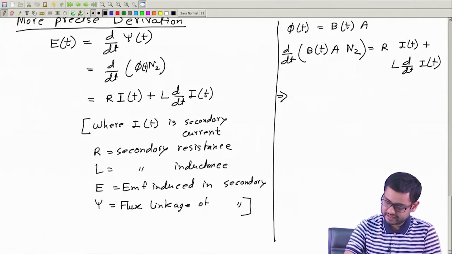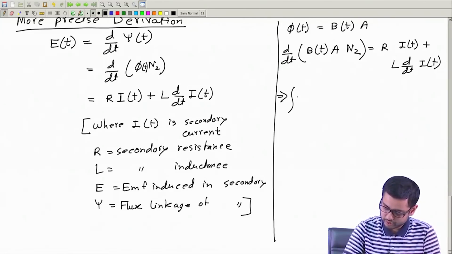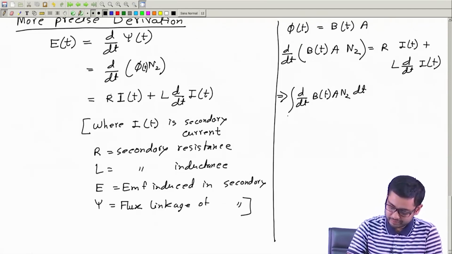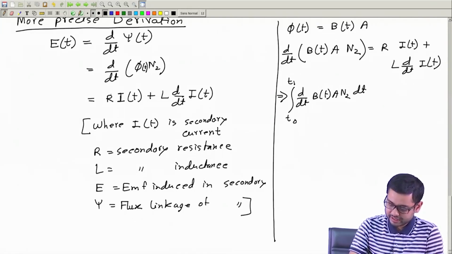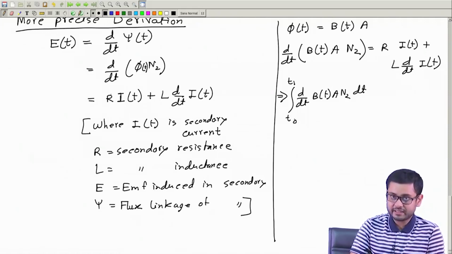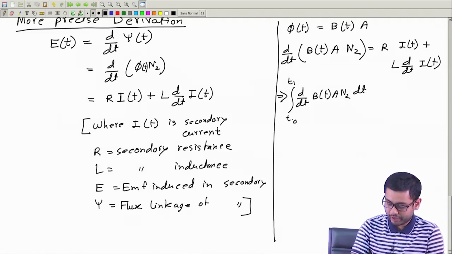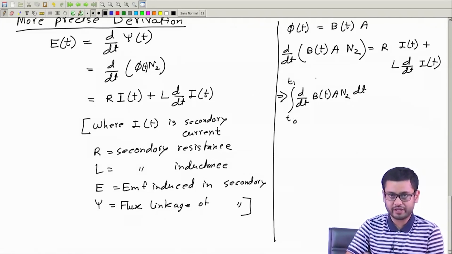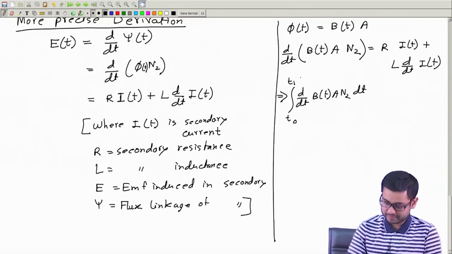Now let me integrate this equation, both the left hand side and right hand side, over time. So d/dt of B(t) A N2 multiplied by dt, over the time T0 to T1, where T0 is the time when the current started to change and T1 is the time when all the changes are over. This time is long enough so that all changes are complete.